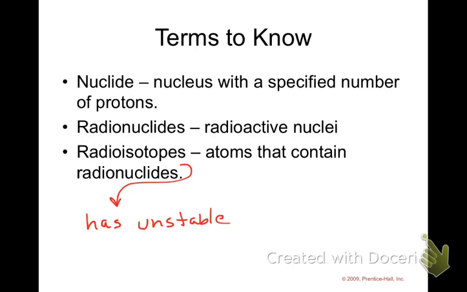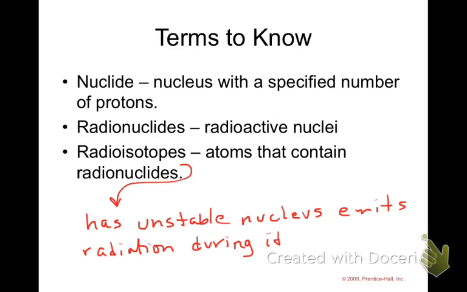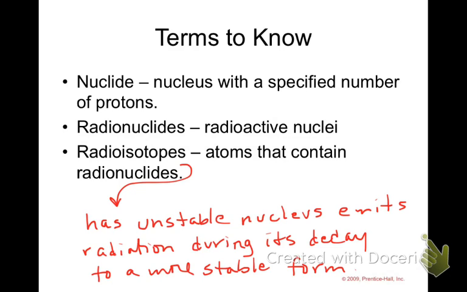Okay, a radioisotope has an unstable nucleus. Okay, and that unstable nucleus is going to emit radiation during its decay to a more stable form. So just like in all of chemistry, these things are going to do something to become more stable.